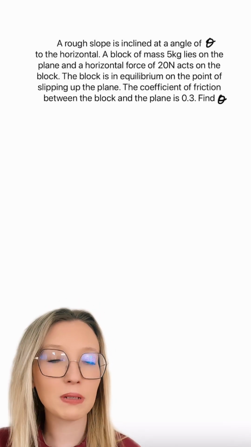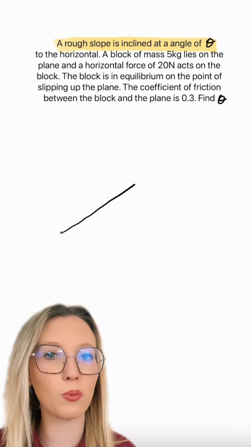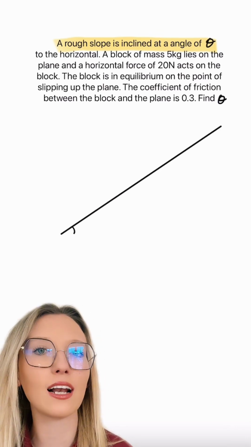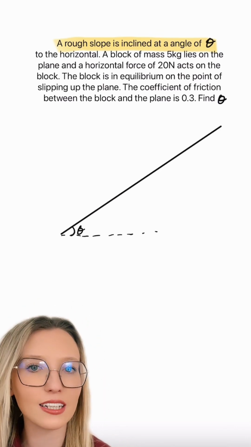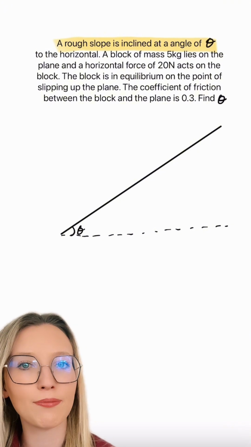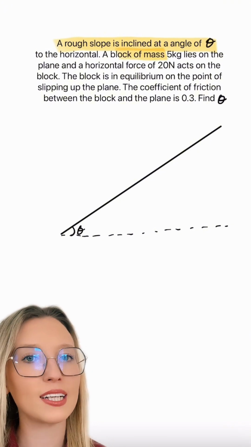So let's take a look at this mechanics question, and here we are resolving forces. Let's draw out each step we are told. We've got a rough slope inclined to an angle of theta to the horizontal. So let's plot this in. We've then got a block of mass 5 kilograms.